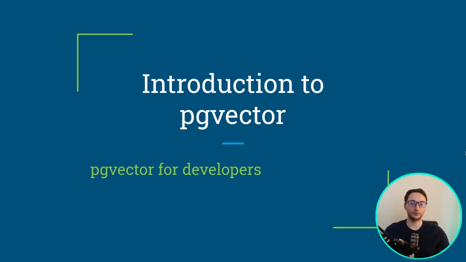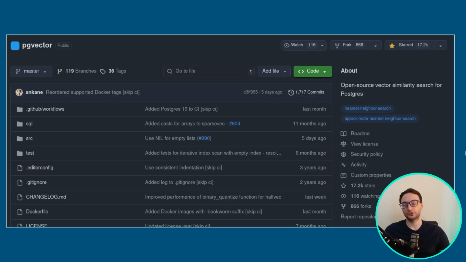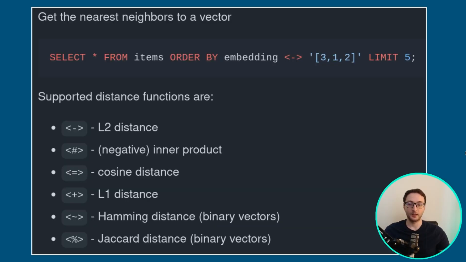pgvector is a PostgreSQL extension that allows you to store vector embeddings in Postgres. It's an open source extension. It actually has the same license as Postgres. You can find the code on GitHub. You can install the extension in your self-hosted Postgres instances. You can also install it on a lot of cloud solutions, like for example, RDS does support pgvector, Cloud SQL also supports pgvector, and a lot of other vendors support this extension.